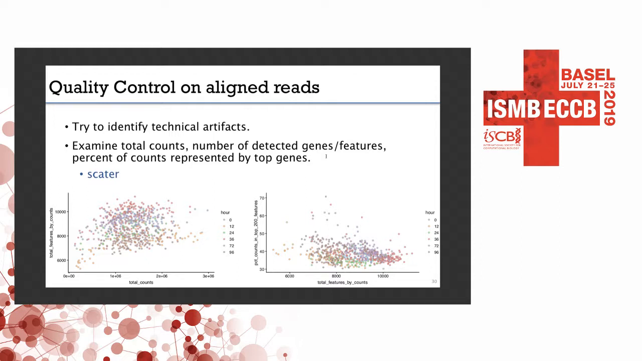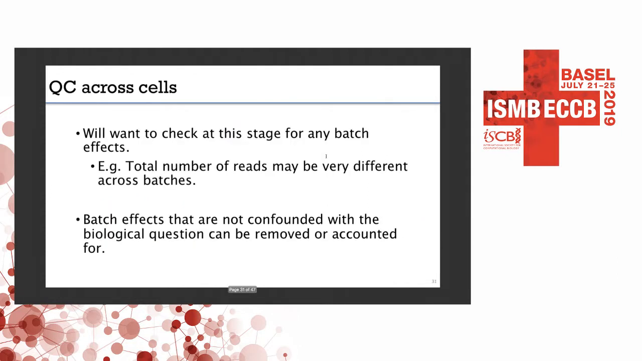Here I'm also plotting the total number of genes. So this x-axis is actually the same as the y-axis over here. And on the y-axis here, I'm plotting the percent of counts in the top 200 features. So for each cell, I took the top 200 highest expressed genes, and then asked what proportion of the reads went to those genes. Here we don't see a lot of separation between the different batches. But again, we're going to want to look to see if we identify those technical artifacts in any obvious summaries of the data. This is where we're looking a lot for batch effects.